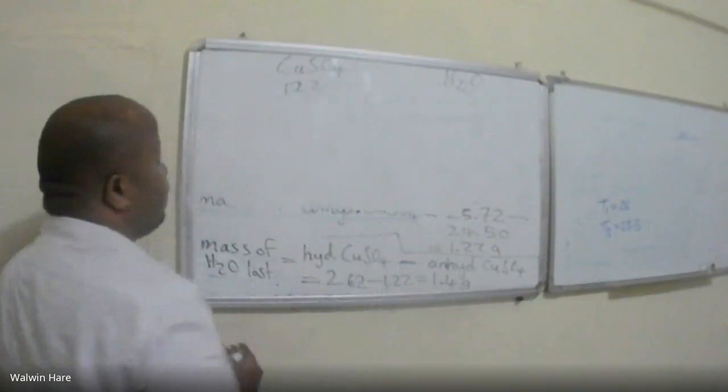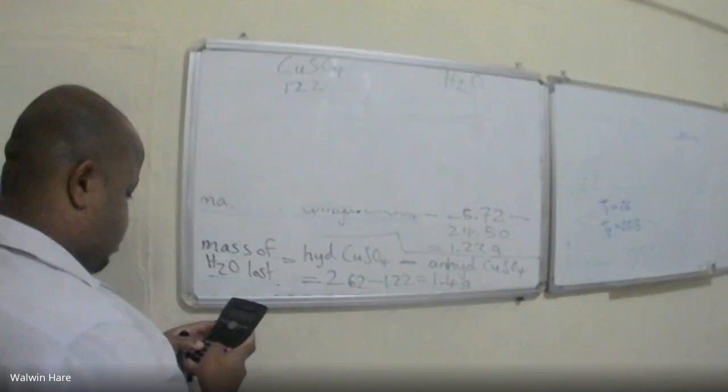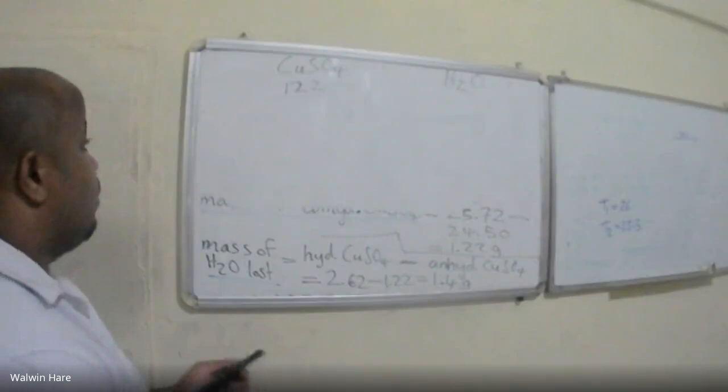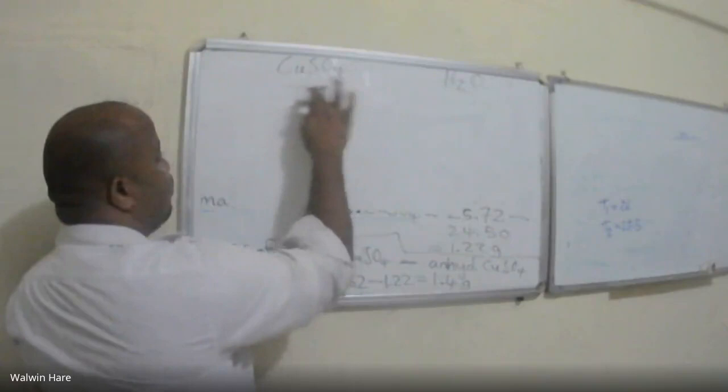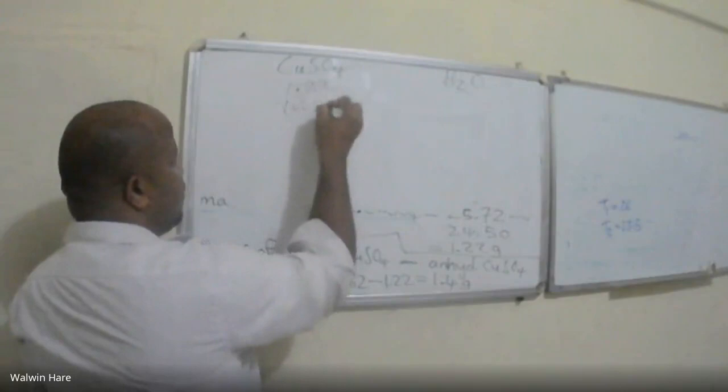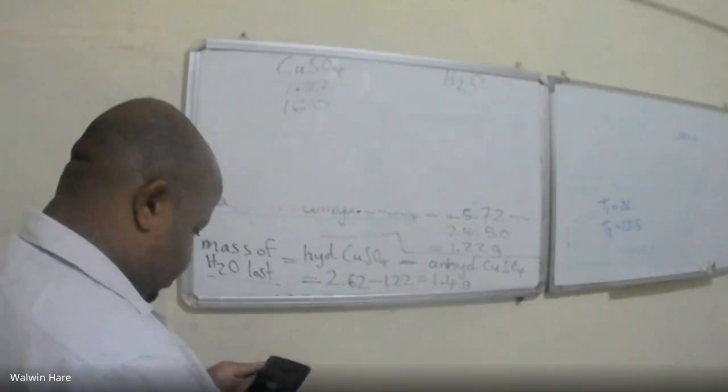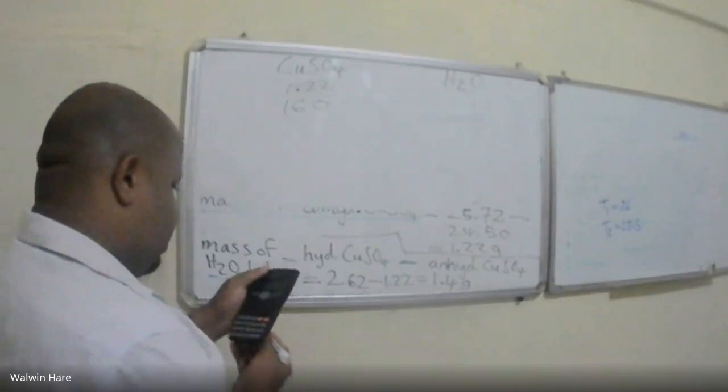Let me just calculate it again. All right, so 32, 168. All right, so it's 1.22 divided by 160, we'll get 0.0076.